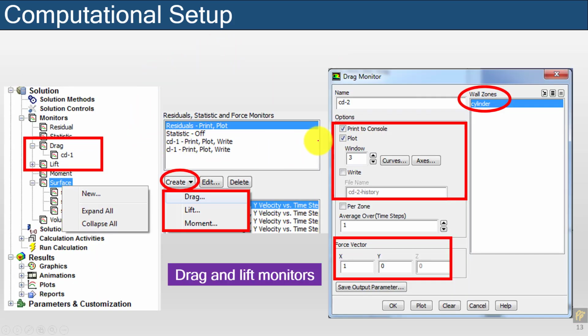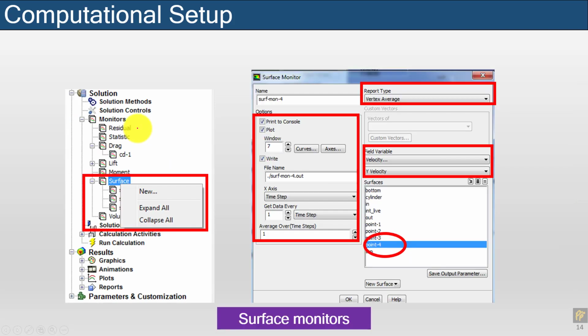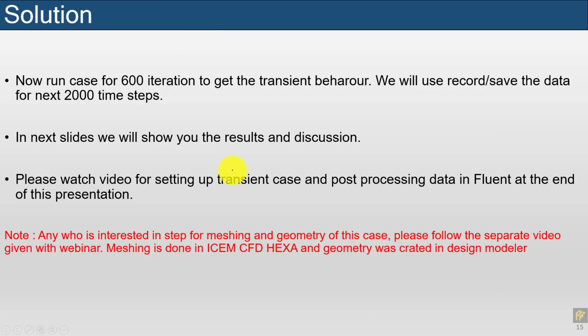Okay, this is about the drag and lift coefficients and how to monitor them. You have to set them from the monitors, and in the new Fluent, this is from the report definition. So I will tell you how to do this. And this is like the vortex average of different points.